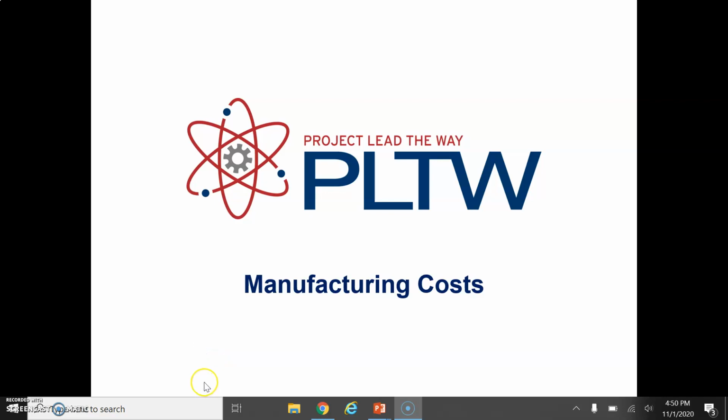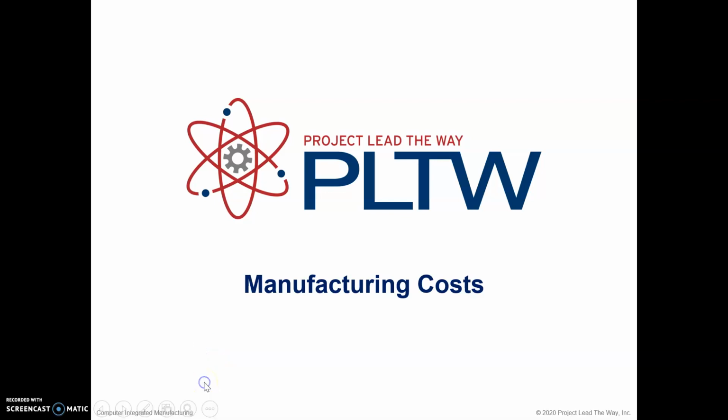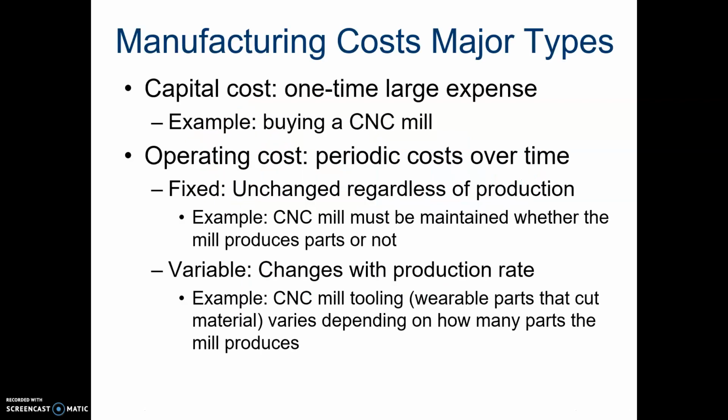Today we're going to talk about section 1.3.1, manufacturing costs. So these are the major types of manufacturing costs. The first one is a capital cost. It's a one-time large expense. So for our class, an example of that would be buying the CNC mill machine.